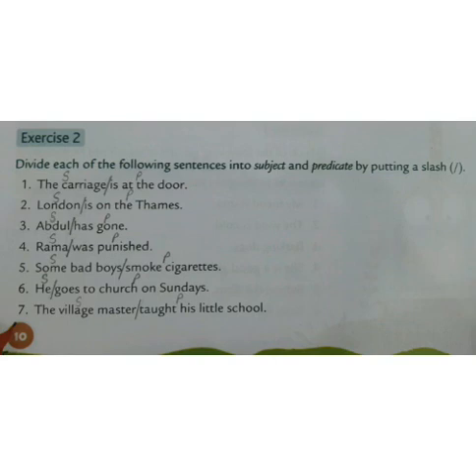Next, London is on the Thames. Thames is a river, the name of the river. Okay, so London is the subject, the focus of the sentence. What we are talking about, that is London. On the Thames is the predicate.